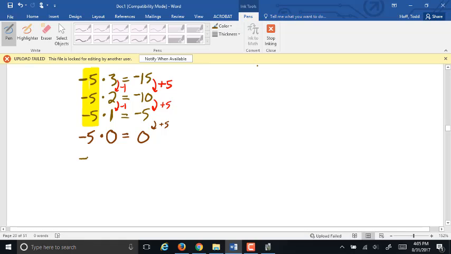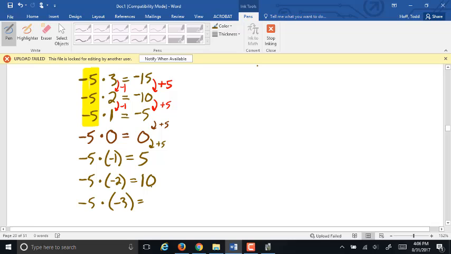So now let's keep going. Negative 5 times. If I reduce this by 1 again, it's going to be negative 1. Good. And you have to increase this by 5. It would be 5. Negative 5 times. Reduce that by 1 to negative 2. The answer has to increase by 5 to be 10. Negative 5 times, the next step would be negative 3. This has to go up by 5 to be 15.